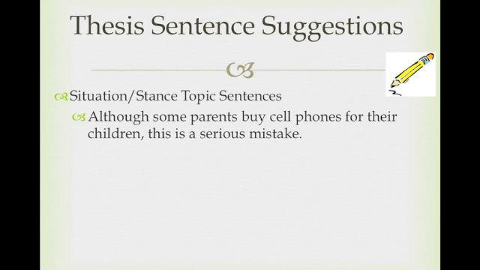So, some thesis sentence suggestions. The first one I'm going to talk about is the situation stance topic sentence. So basically, what you're going to do is list the topic and then also give me your personal opinion or stance on the topic. So my example here: although some parents buy cell phones for their children, this is a serious mistake. So this first section is the topic. The topic is parents buying cell phones for children, and your stance on the topic is this last part. You think it's a serious mistake, so you're in the negative against this topic. You don't think parents should be buying cell phones for children.